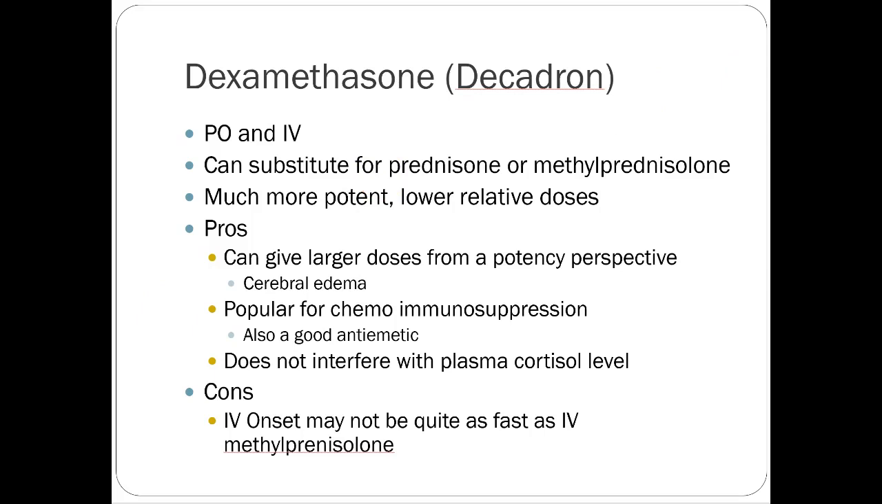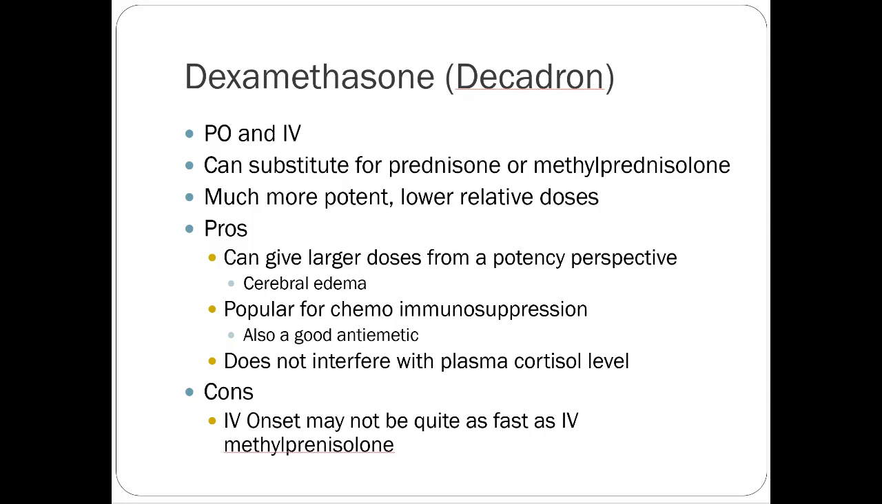Dexamethasone is available both PO and IV. It's a good substitute for prednisone or methylprednisolone. It's a much more potent version, and you can use relatively lower doses. So if you have to give something really large, like for cerebral edema, especially for traumatic spinal cord injuries, they'll give high doses of steroids at that time. And sometimes when you try and do that with methylprednisolone, you just end up with a really large amount, where it might be easier to do it with dexamethasone with the products we have available to us.